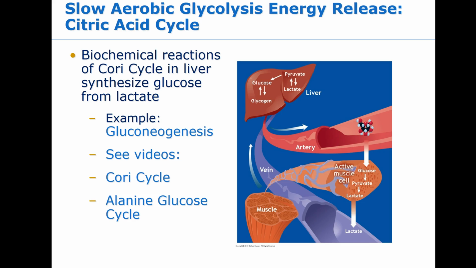So that's what this picture then shows, the slow aerobic glycolysis through the reactions of the Cori cycle that happens in the liver to synthesize glucose from lactate. You have several videos on this point in your program resources tab on Blackboard. This would be an excellent time to pause the video and go watch the videos on the Cori cycle and the alanine glucose cycle as well.